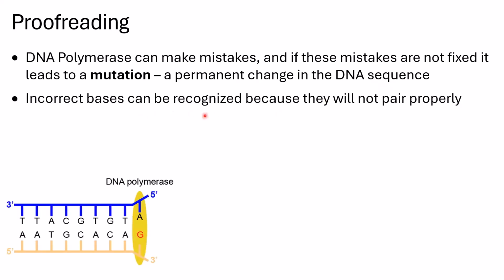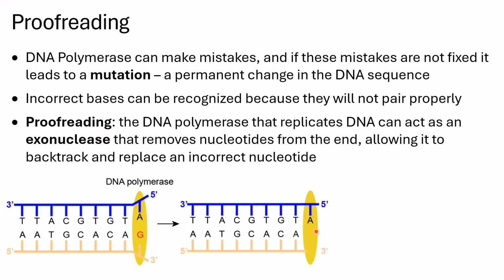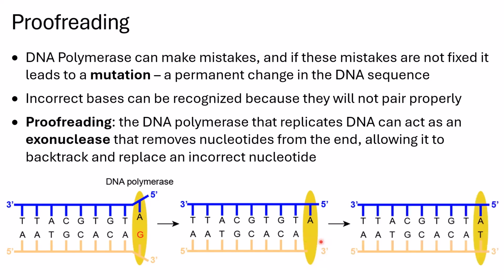Incorrect bases can generally be recognized because they will not pair properly with the base on the original strand, creating a bulge. The DNA polymerase has its own proofreading mechanism in which it can recognize the mistake, then act as an exonuclease to remove a nucleic acid that it just placed at the end of the strand. It can then add the correct base in its place. Of course, mistakes can still happen even with proofreading.